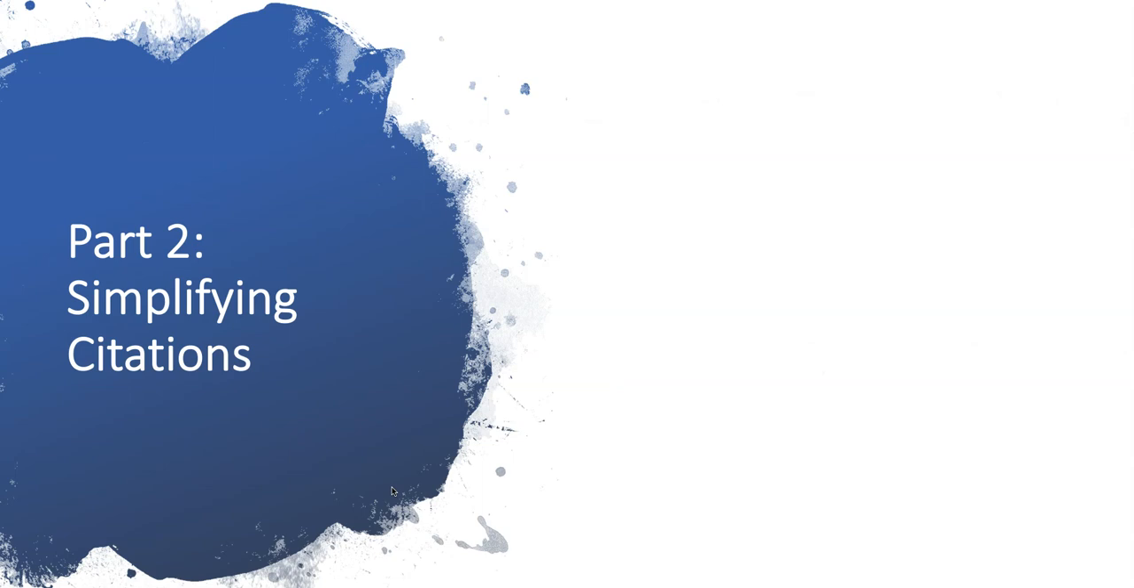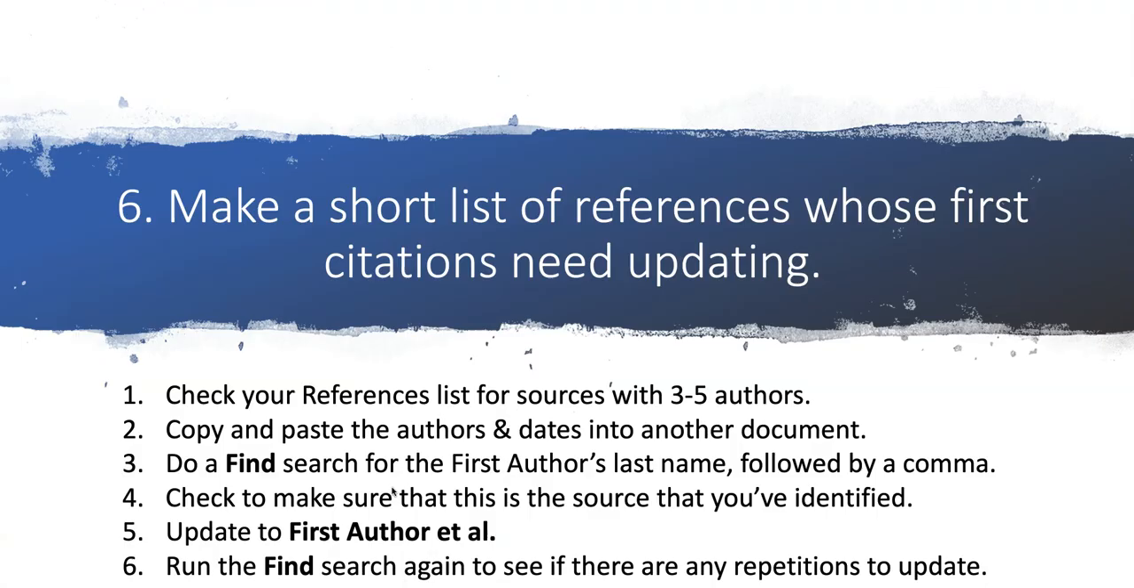Part 2, simplifying citations. An APA 7th edition rule change is that any source with 3 or more authors is automatically always abbreviated in the body of your document to first author et al. So you don't have to wait till you cite it first. You don't have to wait till it has at least 6 authors. Just go ahead and make the change immediately. If you see at least 3 authors, you're going to go ahead and abbreviate that to first author et al.